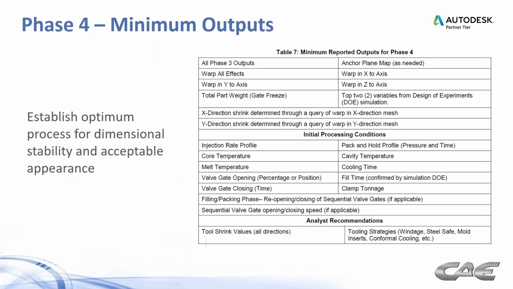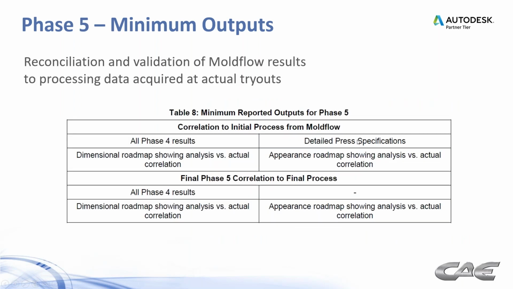Phase 4, now we're getting into a lot more dimensional type results. We're also looking at a DOE simulation here to identify the top 2 variables that have influence on the results. And then lastly, reconciliation and validation of the Moldflow results in phase 5. So, a dimensional roadmap showing the analysis versus the actual correlation, and an appearance roadmap showing analysis versus actual.